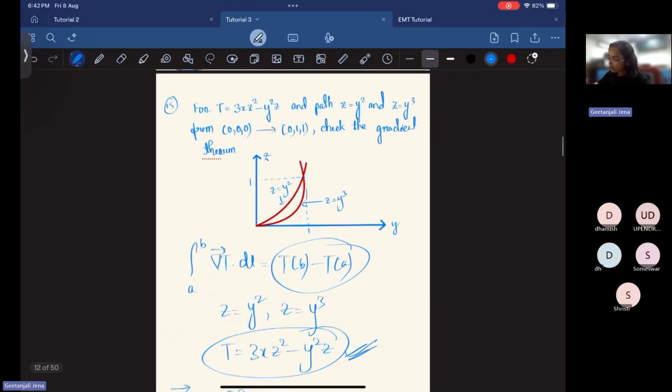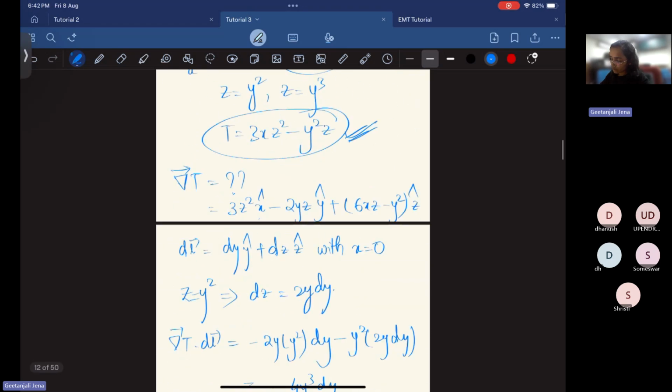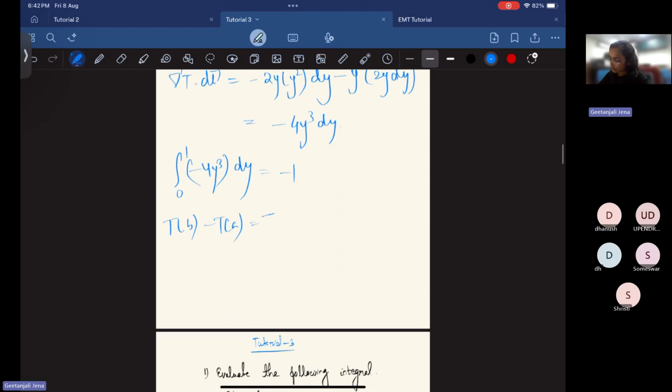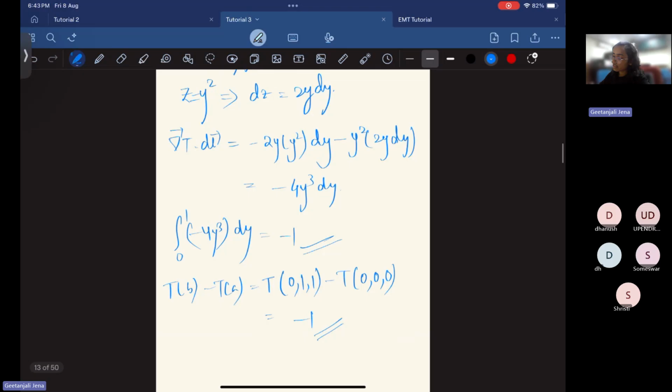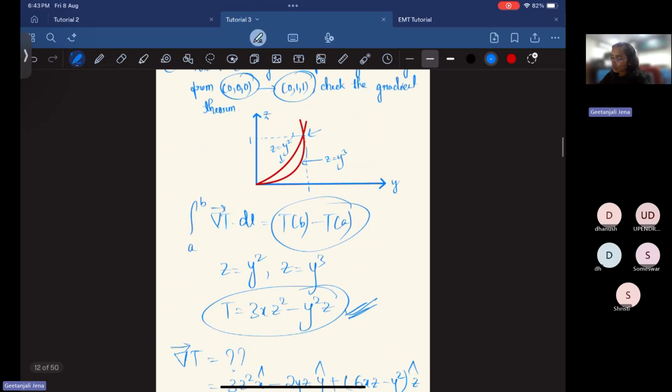so b point is this point. It's given 0 0 0, 0 1 1. So b point is 0 1 1. So t(0,1,1) minus t(0,0,0), which will give minus 1. So the gradient theorem is valid for this path z equal to y square.